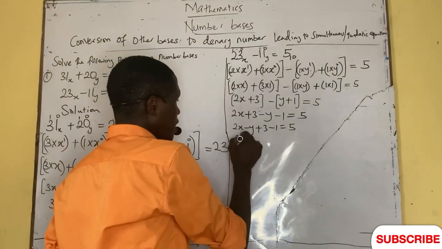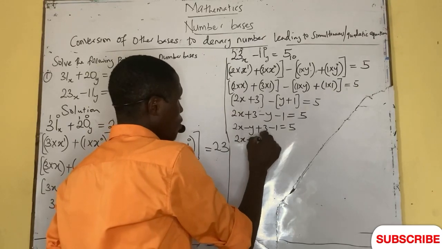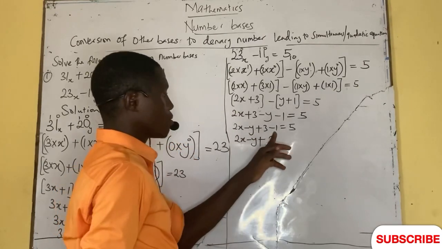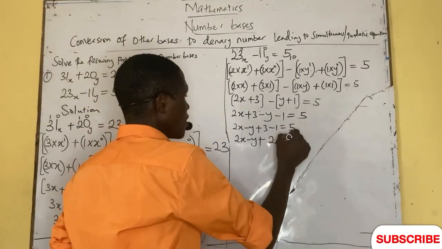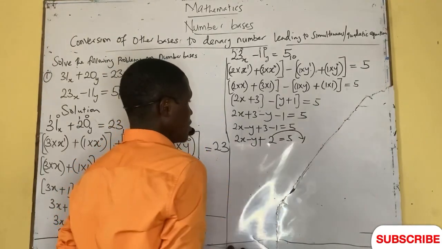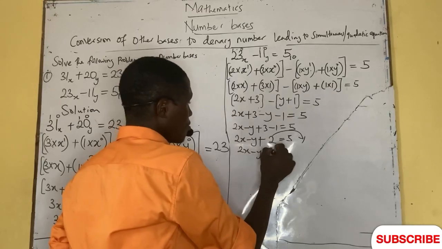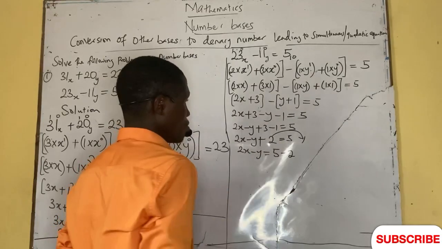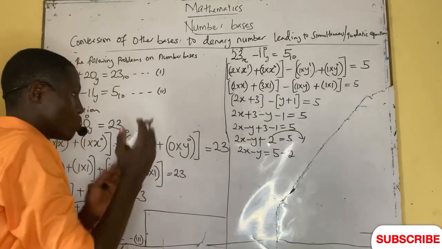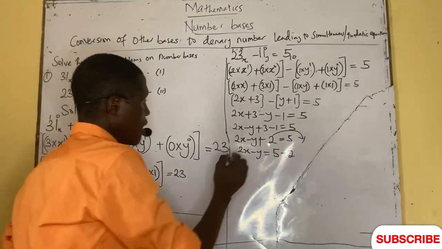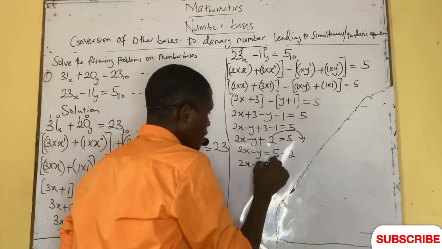So we have 2x minus y plus 2, because 3 minus 1 is 2, equal to 5. So we transfer this one to the right side. So we have 2x minus y equal to 5 minus 2. Please follow. 5 minus 2. We have 2x minus y equal to 3.